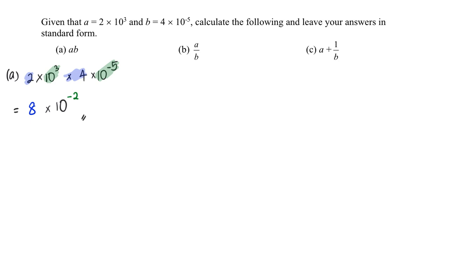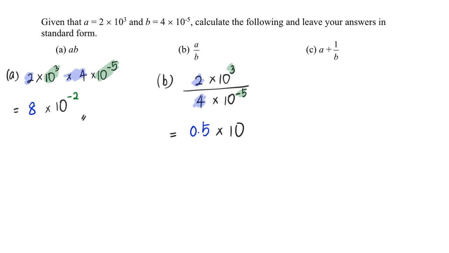So for part B, now I'm going to have A divided by B, so meaning 2 times 10 power 3 divided by 4 times 10 power negative 5. 2 divided by 4 will give me 0.5 times my 10. What do I do to the power when I divide? Yep, I minus. So 3 minus negative 5. This will give me 0.5 times 10 power 8.